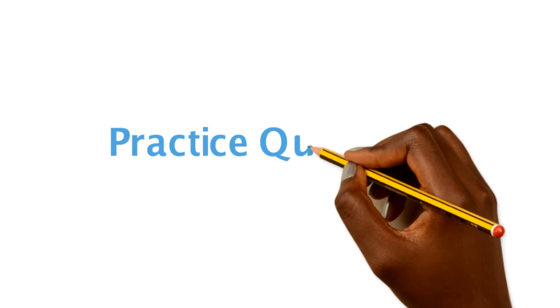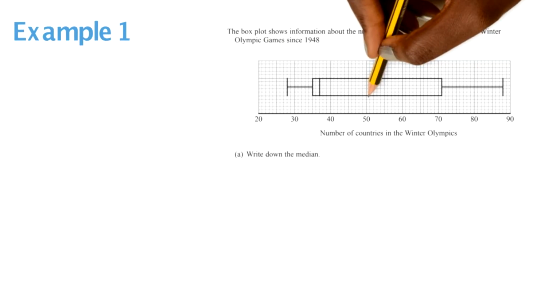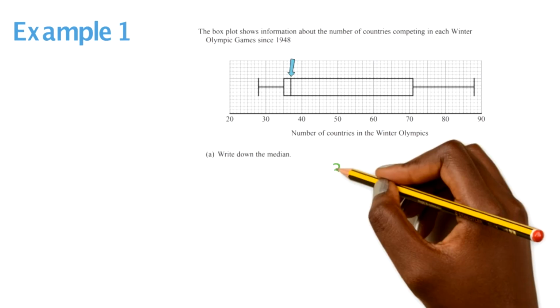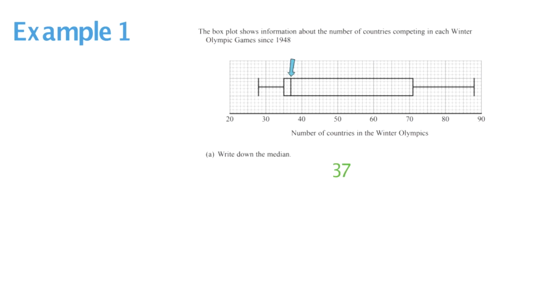So now we're just going to crack on into some example questions. Example 1. It says write down the median. So we know that the median is the line in the middle of the box. It's not always directly in the middle, but it's the line within the box. So in this scenario, it would be 37, and that's literally it.